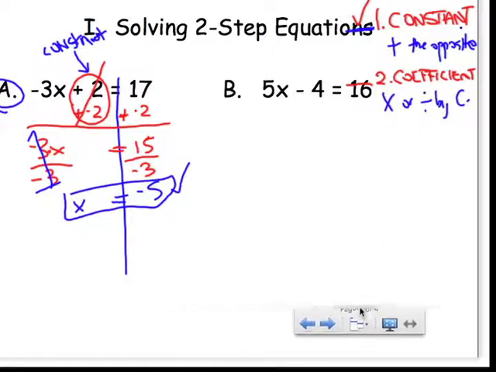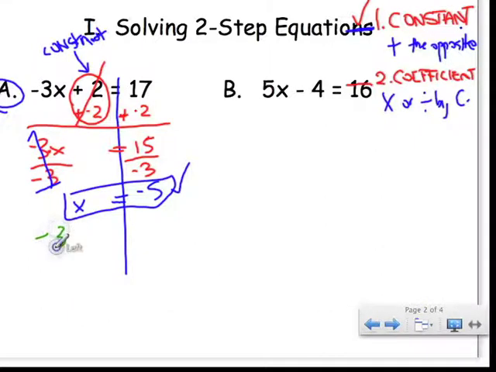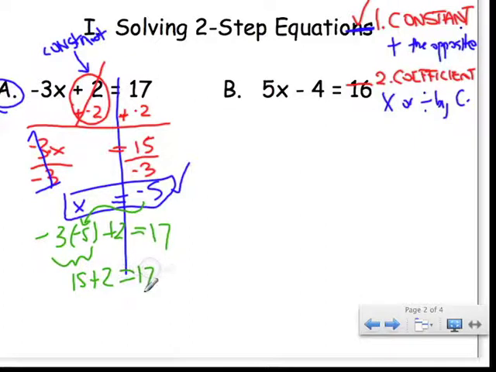In order to check my answer, to make sure I'm right, I'm just going to rewrite the equation, negative 3 times x, I'll leave a blank for it, plus 2 should equal 17. And I will substitute my answer in. Negative 3 times negative 5 plus 2 should equal 17. Negative 3 times negative 5 is 15, plus 2 should equal 17, and it does. 17 does equal 17. I know I'm right. Checking your answer is so great because you don't need to wait for someone else to tell you whether you're right or not.